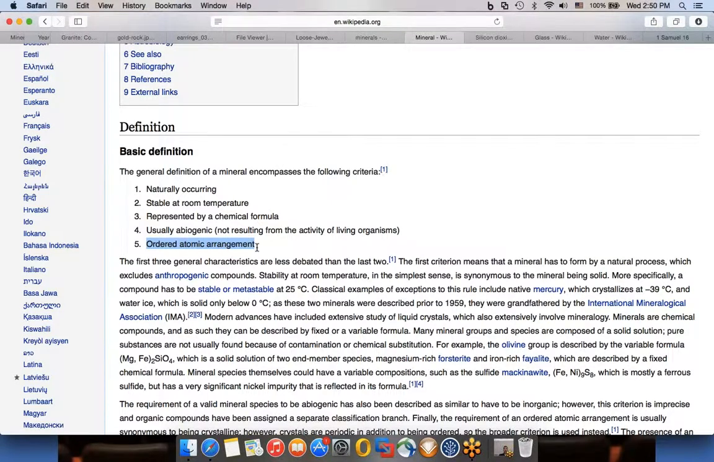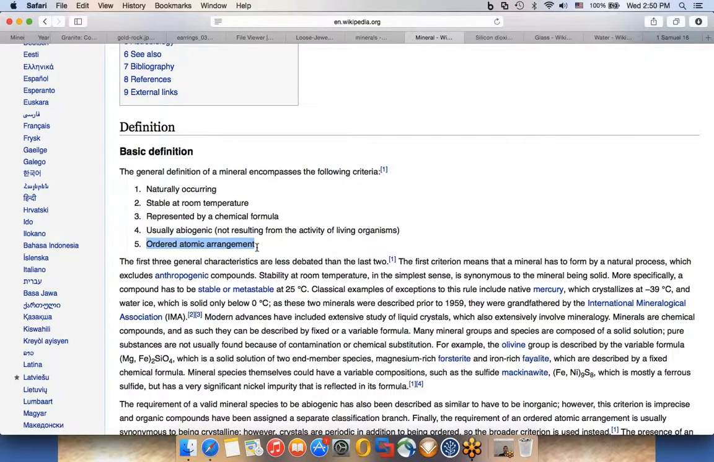Well, that is where I'm a little bit confused, between the basic definition of a mineral and whether water is a mineral or not, because it has an ordered atomic arrangement, but at room temperature, it is a liquid. Once you cool it down, then it becomes a solid. So I'm not sure whether the definition of a mineral has to be that it's solid or not.